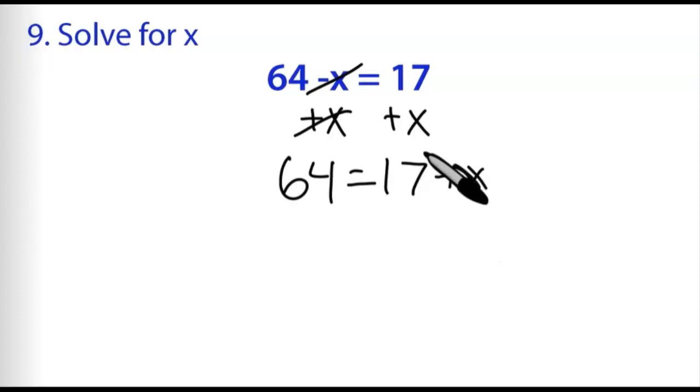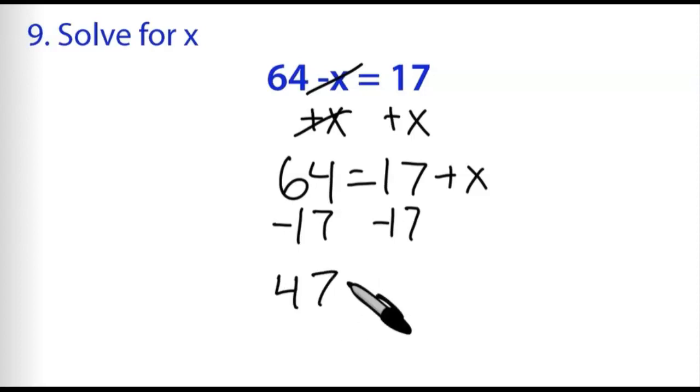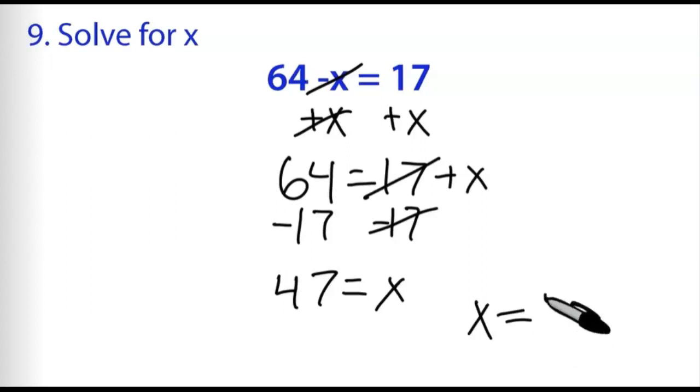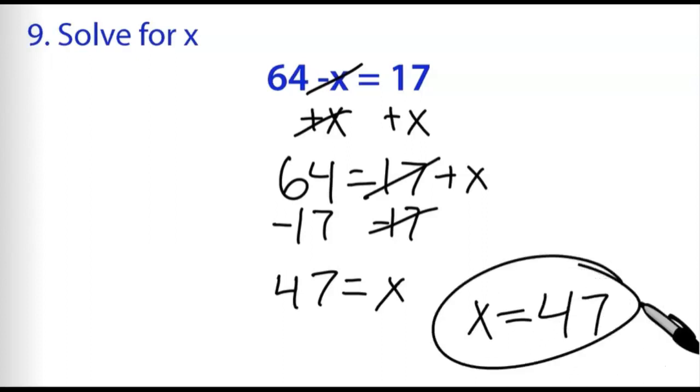All right, so now we need to get rid of this 17. So we subtract 17. We do that to both sides. And on this side, we have 64 minus 17, which is 47. And on this side, the positive 17 and the minus 17 cancel out, leaving just x. So we have 47 equals x, or x equals 47.